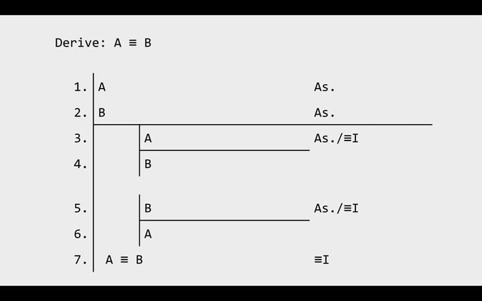So line 3 is the right part of the biconditional. Line 3 is the left part of the biconditional. Line 4 is the right part. Line 5 is the right part. Line 6 is the left part again. So this little setup is really just showing the basic rule for biconditional introduction. You go from one side to the other, and then from the other to the one. That's what the rule says.